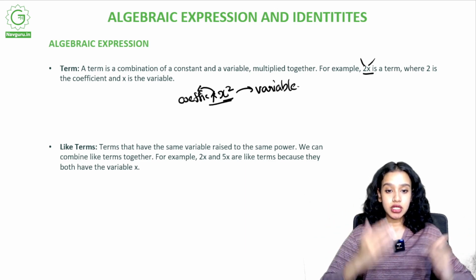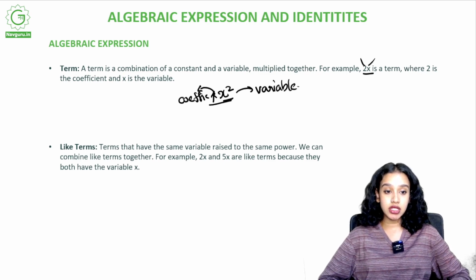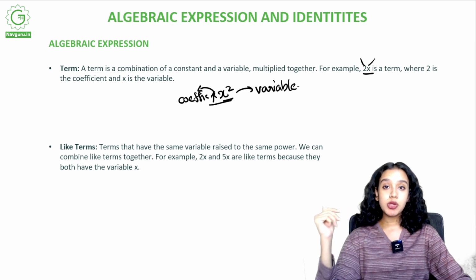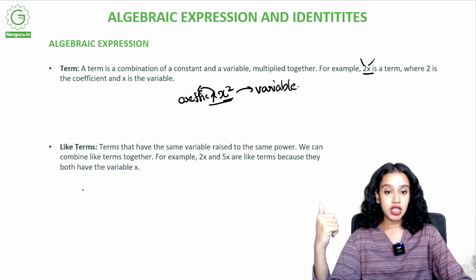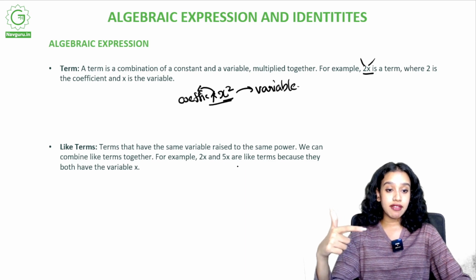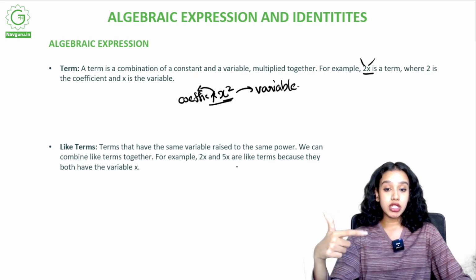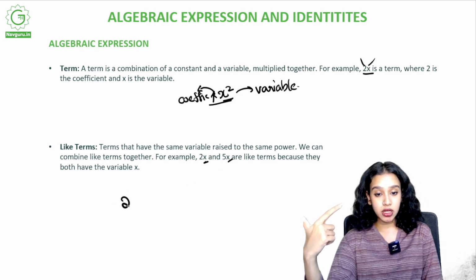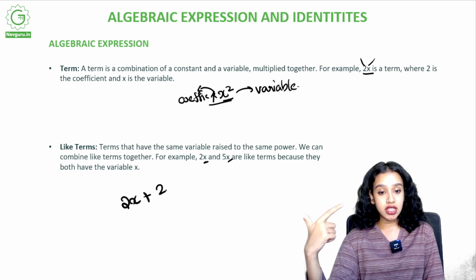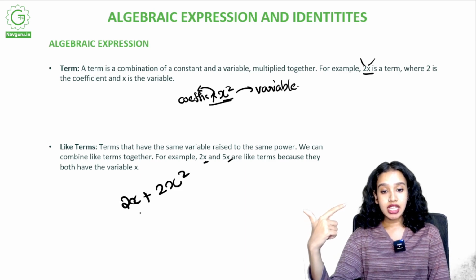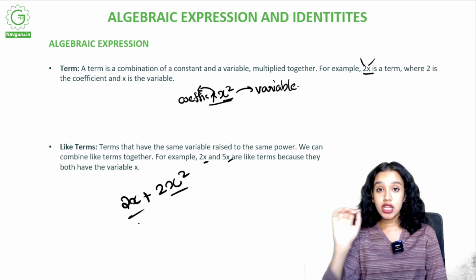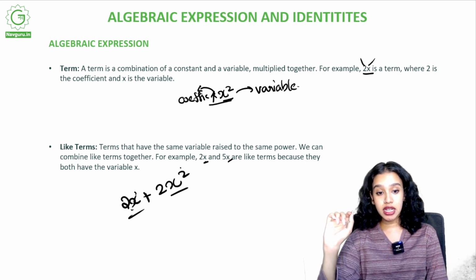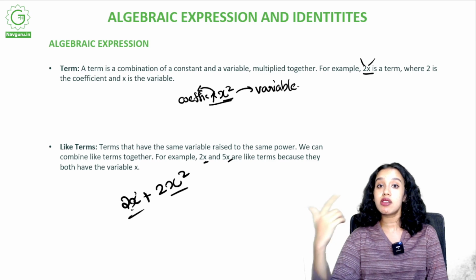Now, like terms. Terms that have the same variable raised to the same power are called like terms. That means we can combine them together in an equation. Let's say 2x and 5x are like terms, because both have the variable x. Now let's say we have a term 2x and another term 2x square. Are they like terms? No, they are not. Why? Because the degree of the variable is 1 here and the degree is 2 here. They're raised to different powers.